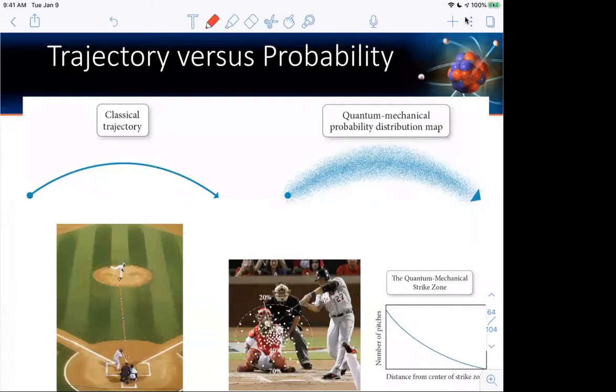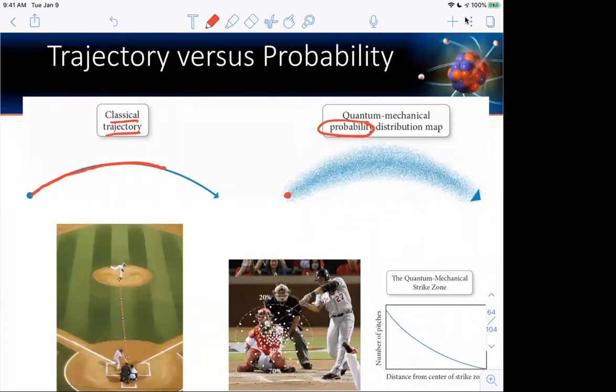Here's a trajectory versus probability sort of outline. When I have a large object like a baseball, it follows this classical trajectory. I know at any point on this trajectory where that baseball is going to be. This is a quantum mechanical probability distribution map. This particle, like if I throw it, has this probability map.